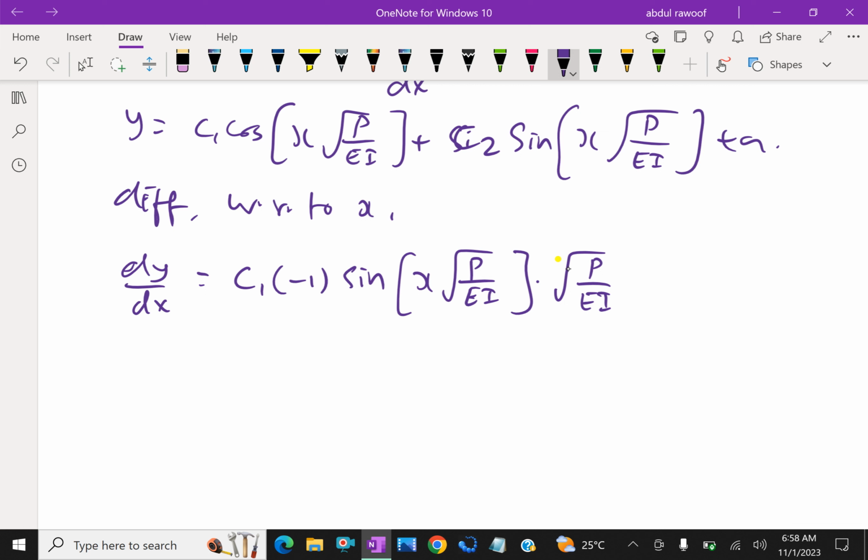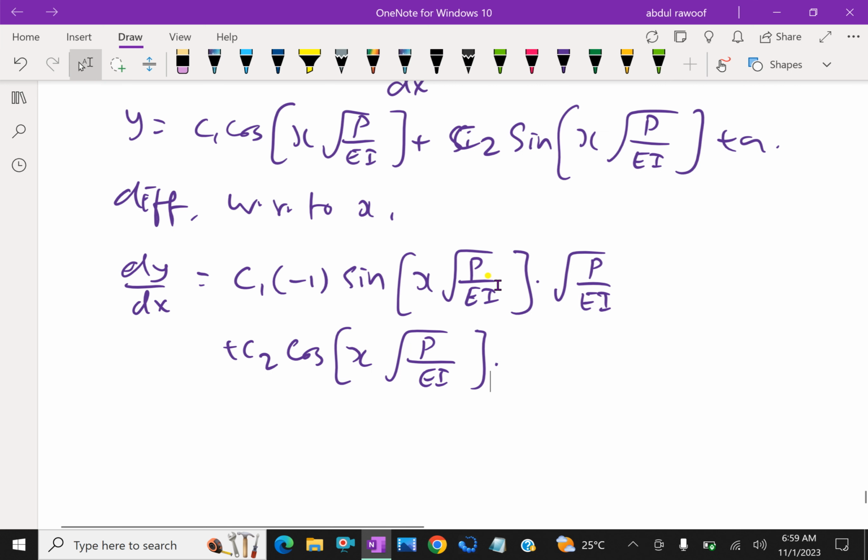Then plus C2 cos, because the differentiation of sin is cos, and the differentiation of cos is minus sin, that is why we have this minus. So C2 cos of x root of P over EI, into the coefficient of x, which is the square root of P over EI.